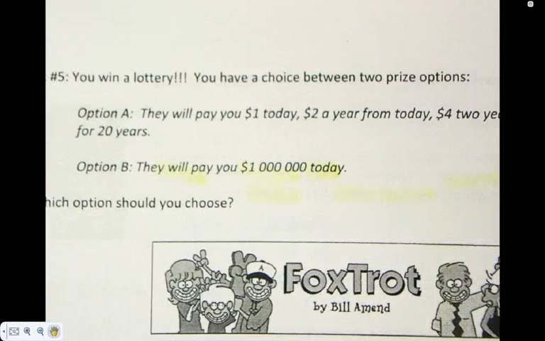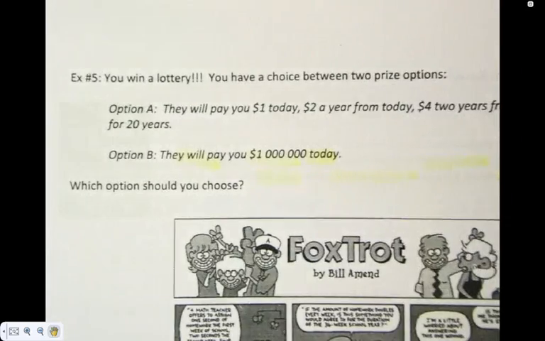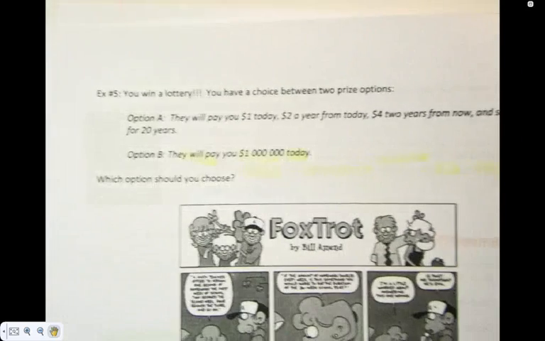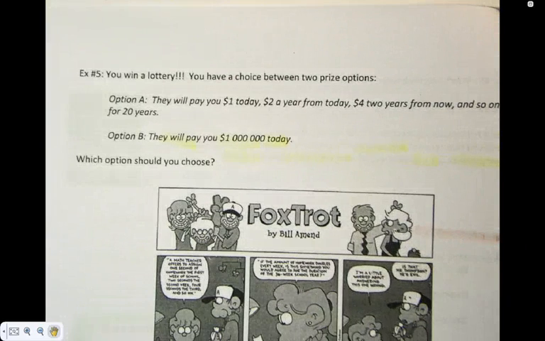So you win the lottery. Yay! You win the lottery. I'm sensing you're humoring me. You have a choice between 2 prize options. Option A, they'll pay you $1 today, $2 a year from today, $4 2 years from now, and so on for 20 years. Option B is they'll just give you $1 million today. Which option should you choose?